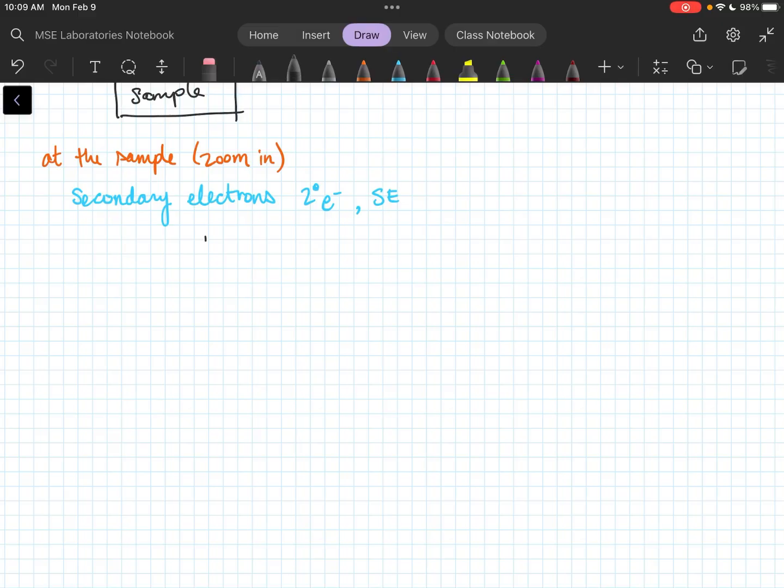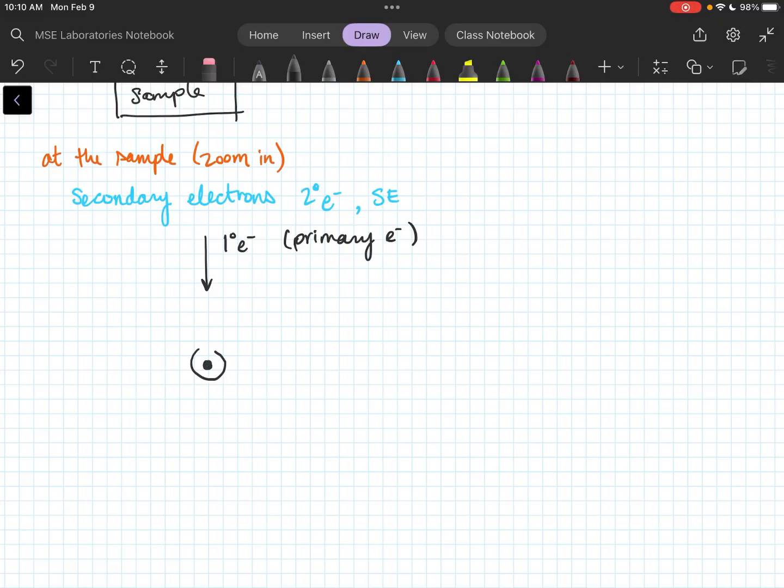In order to have a secondary electron, it makes sense that we would have a primary electron, and that is the one from the filament itself. So we're going to call this 1 with a little degree symbol, E minus. That's our primary electron. And we're going to draw a really simple model.